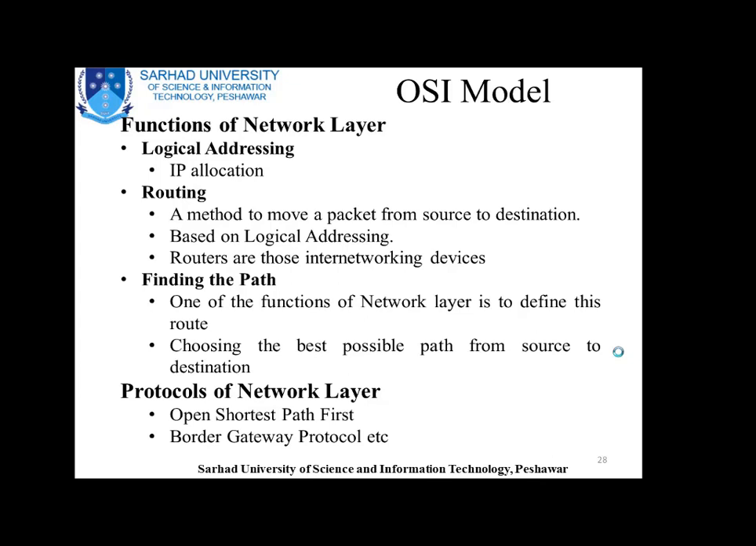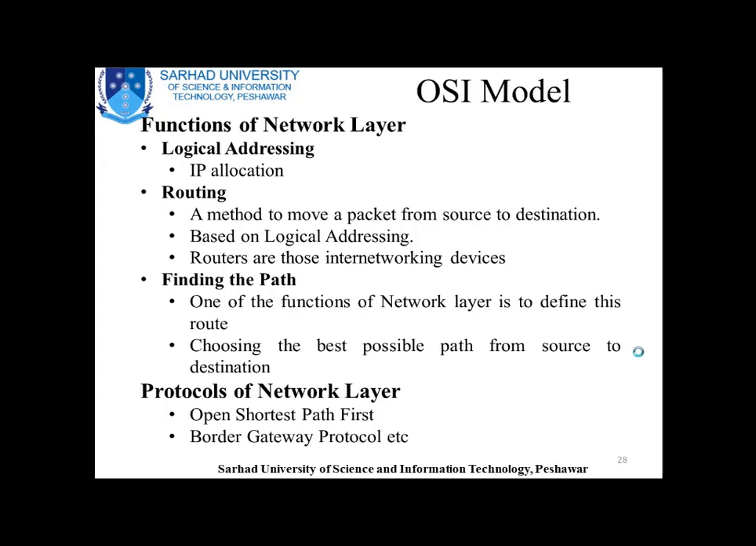Now, what are the important functions of network layer? The first very important function of a network layer is logical addressing, means IP allocation. You already know about IP in data communication, so no need to go in depth in that. We will look over IP addressing in the coming lectures. Function of network layer is basically routing. And what is routing? It is basically a method to move a packet from source to destination, and it is based on IP allocation, that is logical addressing.